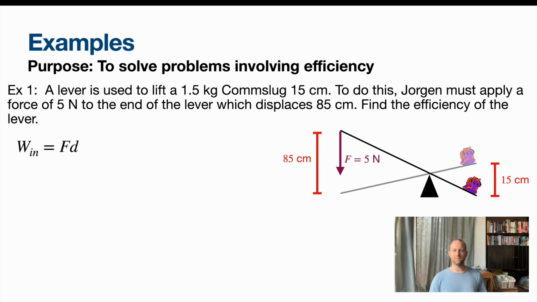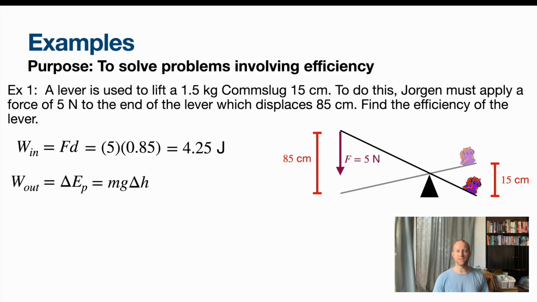To get work in, we're going to use force times distance, since we're given the force and the distance, so it makes sense to do that. Don't forget to convert your centimeters into meters. So this is the work in. Work out is the comm slug getting moved upwards. So it's a change in potential energy, which is mg delta h. Again, don't forget to convert centimeters into meters.